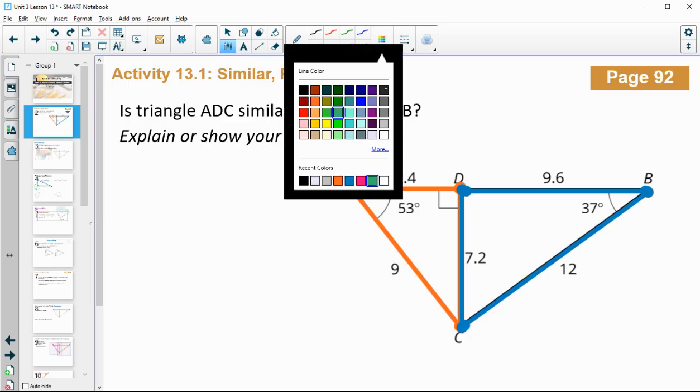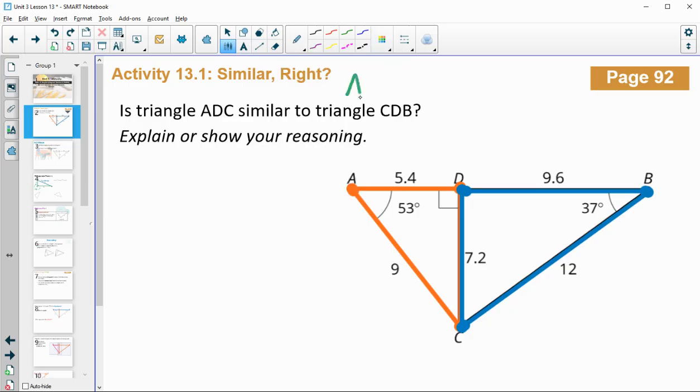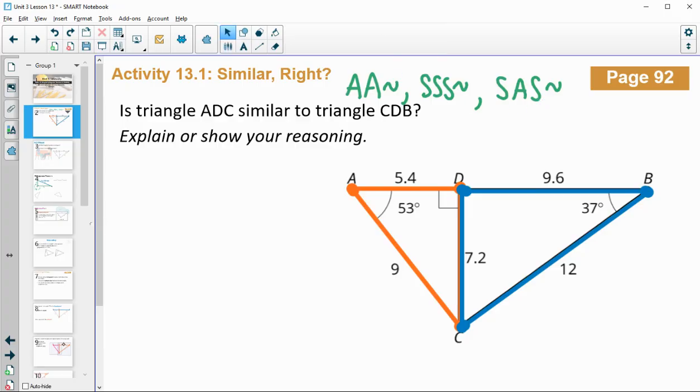Remember, you've got 3 ways to prove that triangles are similar: showing that they have 2 sets of angles that are the same, showing that all 3 sets of sides divide to the same ratio or are proportional, or seeing that one angle is congruent in both triangles and the sides on either side of that angle are proportional to one another. So pause the video, see if you can figure out how these triangles are similar, then come back.